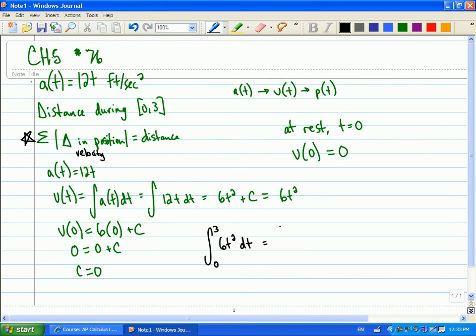So this is going to be from 0 to 3 of 6t squared. For us, that's going to be, let's see here, 2t cubed evaluated from 0 to 3. And that'll be 2 times 3 cubed minus 2 times 0 cubed. So 2 times 27. So 54. The total distance it's covered should be 54, which is D.